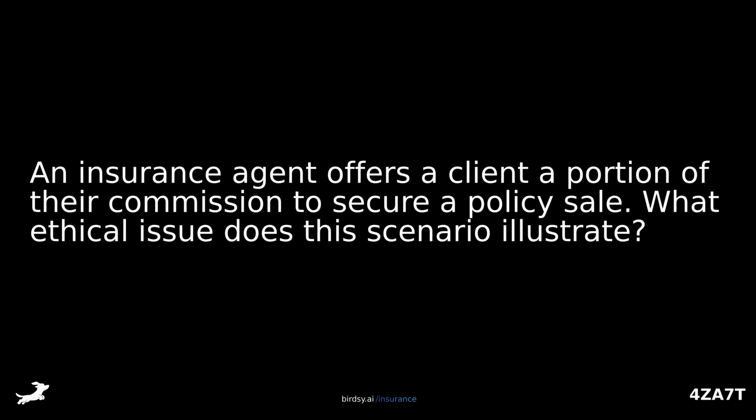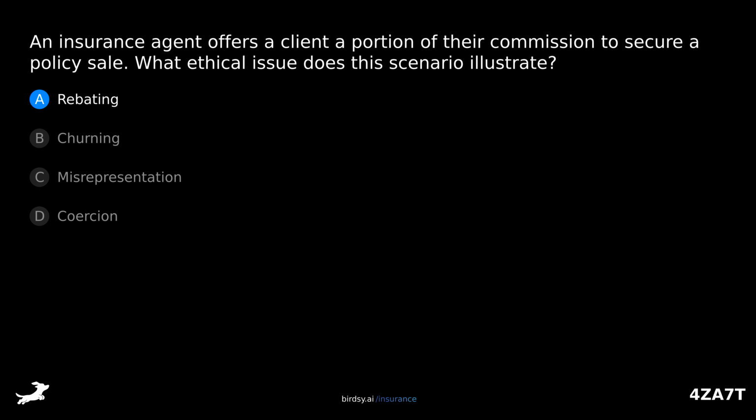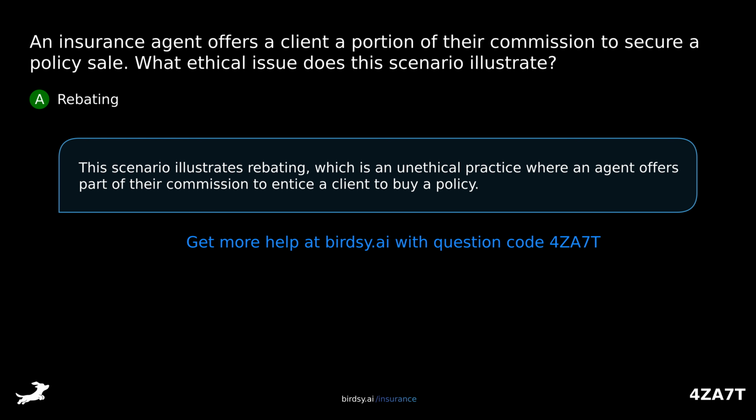An insurance agent offers a client a portion of their commission to secure a policy sale. What ethical issue does this scenario illustrate? Is it A, rebating, B, churning, C, misrepresentation, or D, coercion? The answer is A, rebating. This scenario illustrates rebating, which is an unethical practice where an agent offers part of their commission to entice a client to buy a policy.